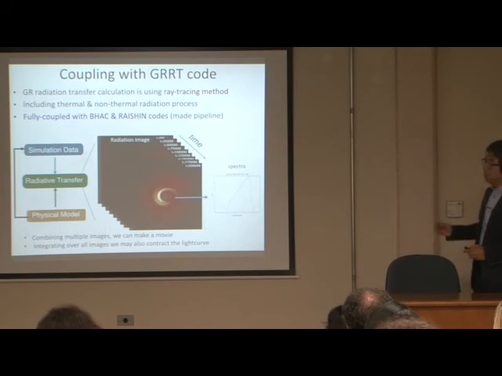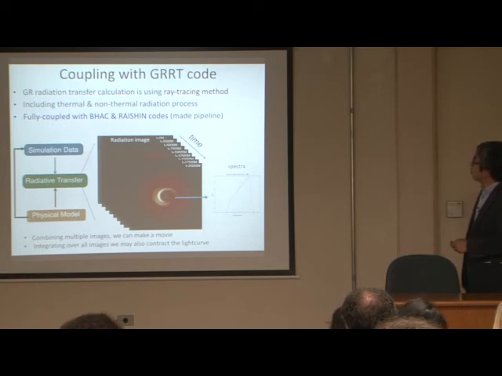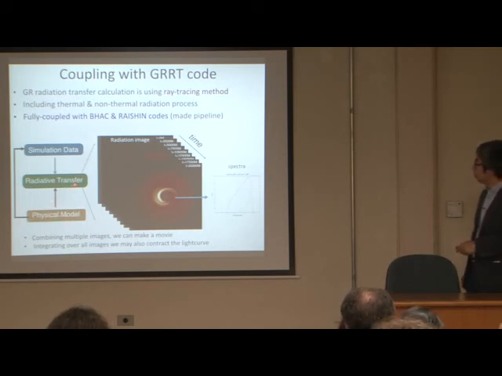So it's a little bit to talk about the coupling with the GRRT code. Radiation transfer calculation uses the ray tracing method, including thermal and non-thermal radiation processes, and it's fully coupled with the code. This is the major pipeline. So the simulation data is given to the radiation transfer, and we also assume a physical model of the emission. This is also returned back to the simulation data.